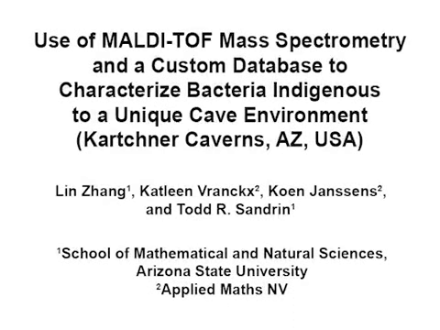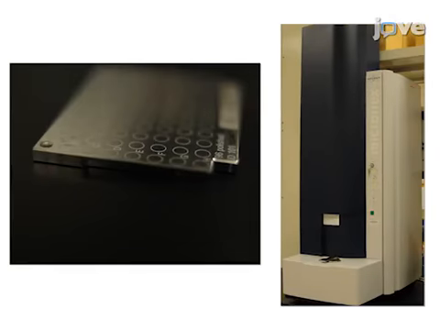The overall goal of this procedure is to develop, apply, and demonstrate a detailed procedure for library-based bacterial identification using MALDI-TOF mass spectrometry. This is accomplished by first acquiring mass spectra of bacteria using a MALDI-TOF mass spectrometer. In this study, mass spectra of 15 bacteria isolated from a karstic environment are collected.